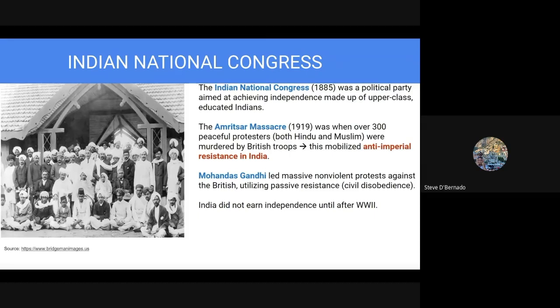The news spread around the world, and it influenced people to understand the negative impact of imperial activity on the colonized, and it began to work here. Mohandas Gandhi led a massive nonviolent protest against the British, utilizing passive resistance. They call it civil disobedience, which is the historical development term you need to know. India did not earn independence until after World War II. So this civil disobedience movement took time.